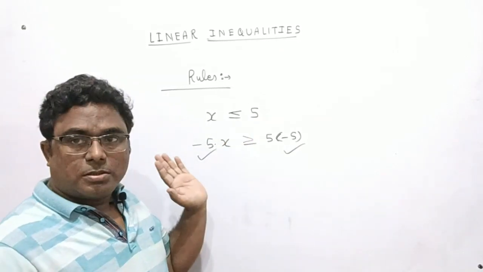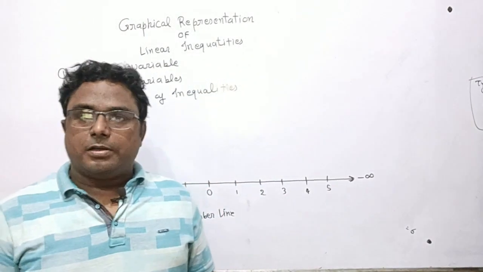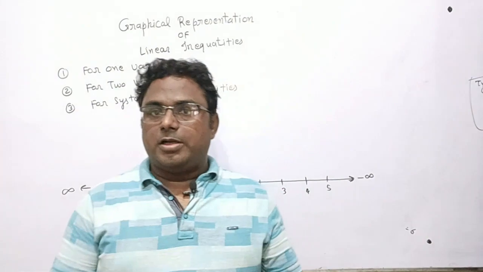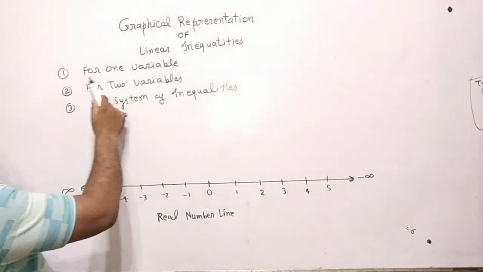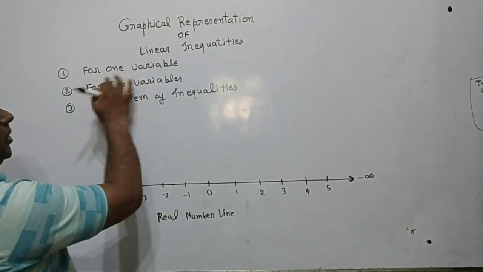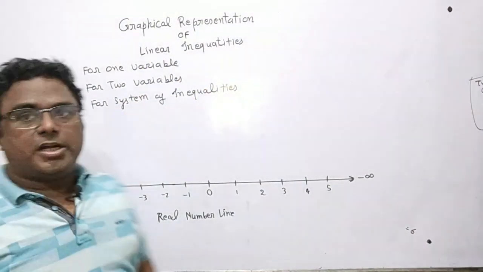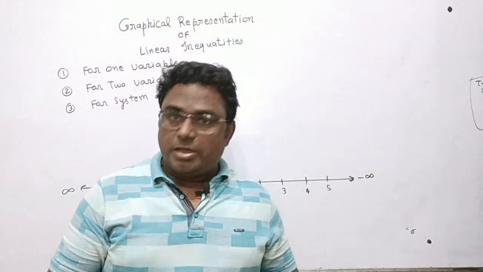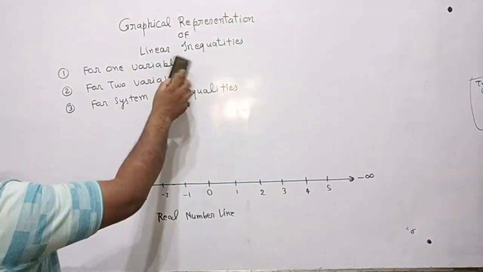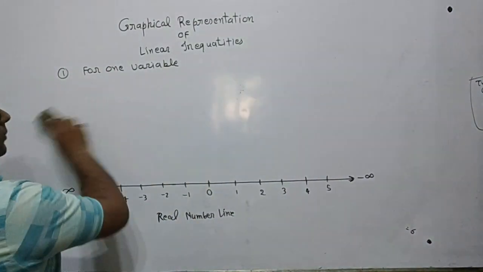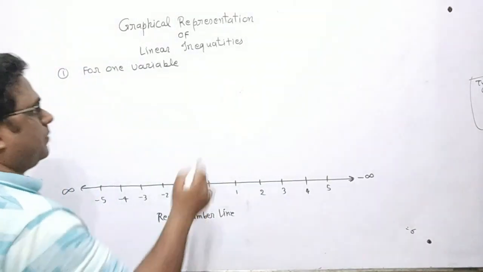Now students, we will understand the graphical representation of linear inequalities. We will understand this topic in three parts. First of all, we will take linear inequalities in one variable, then linear inequalities in two variables, and after that we will take systems of linear inequalities. So first of all, I am starting with linear inequalities in one variable. To understand this, we are considering one example.